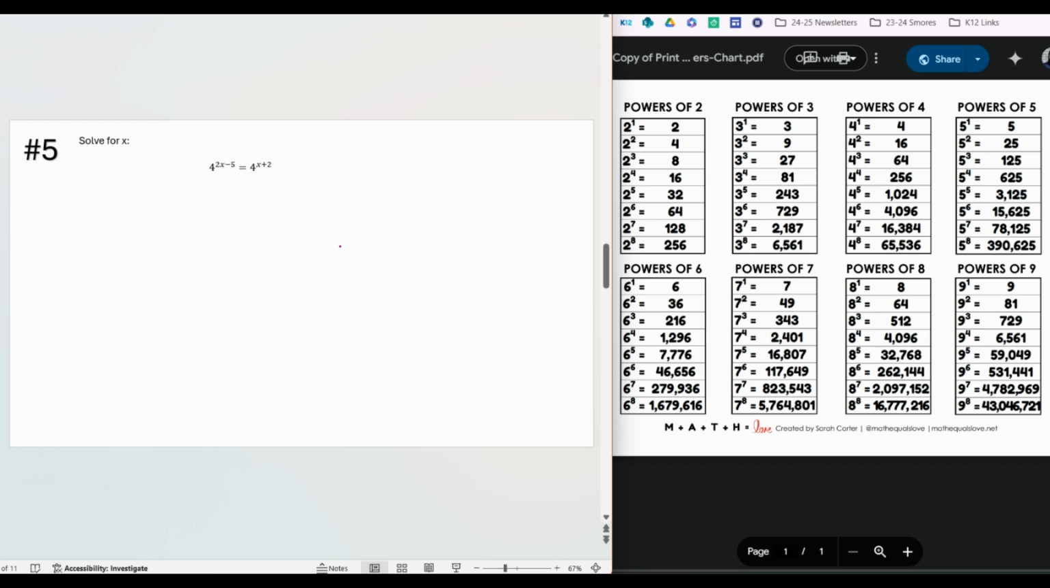So now here we have another exponential equation, but notice we already have the same base. If you already have the same base, all you need to do is go ahead and set the exponents equal to each other. So we have 2x minus 5 equals x plus 2.